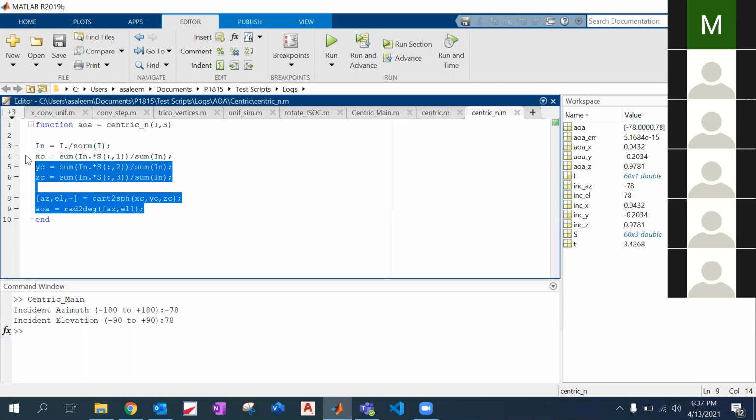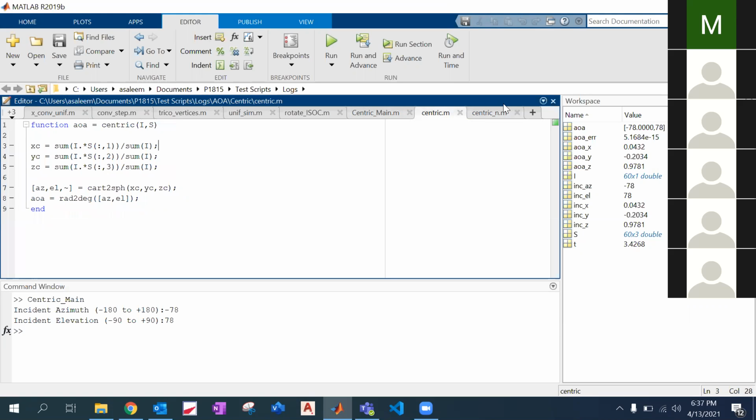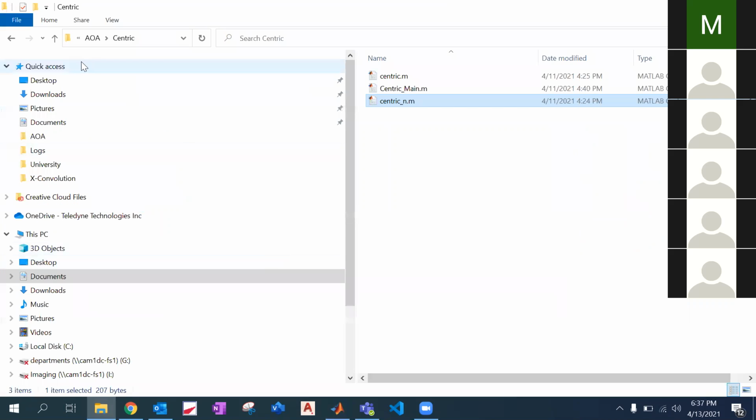And I believe when we implemented this approach, it was a bit more accurate, but not by a lot. So that's pretty much what centric is: regular centric and normalized centric. Now last but not least, we have regression.